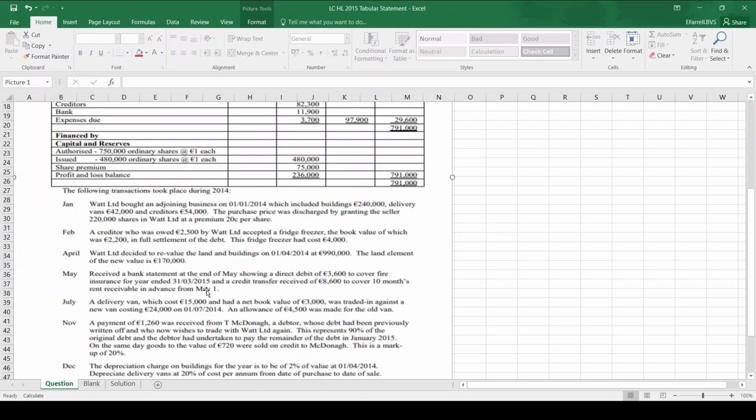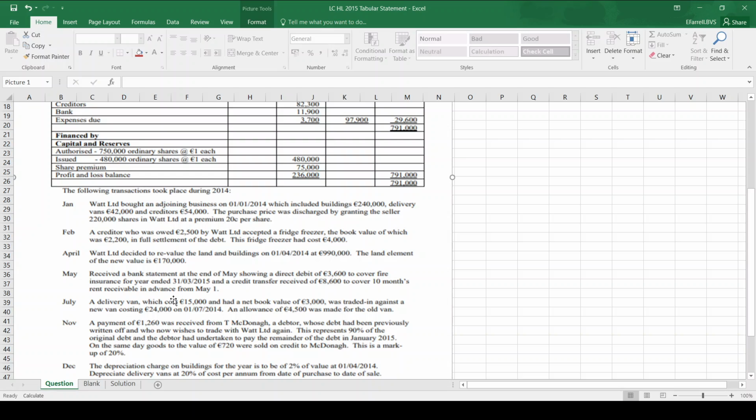With the insurance, we need to be very careful whether at the end of the year there is insurance due or insurance prepaid. We are doing this tabular statement at the end of 2014. So if we paid insurance up to the 31st of the 3rd, 2015, we will have insurance prepaid if we paid some of next year's insurance. So that's going to be insurance prepaid, not insurance due.